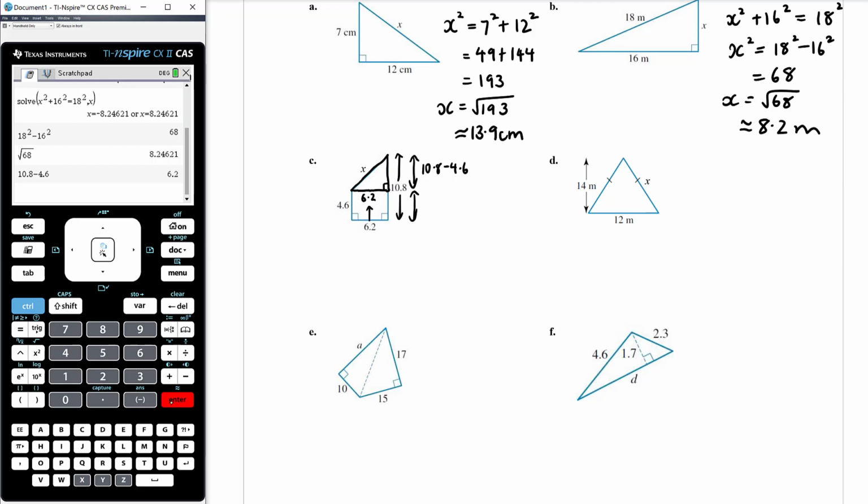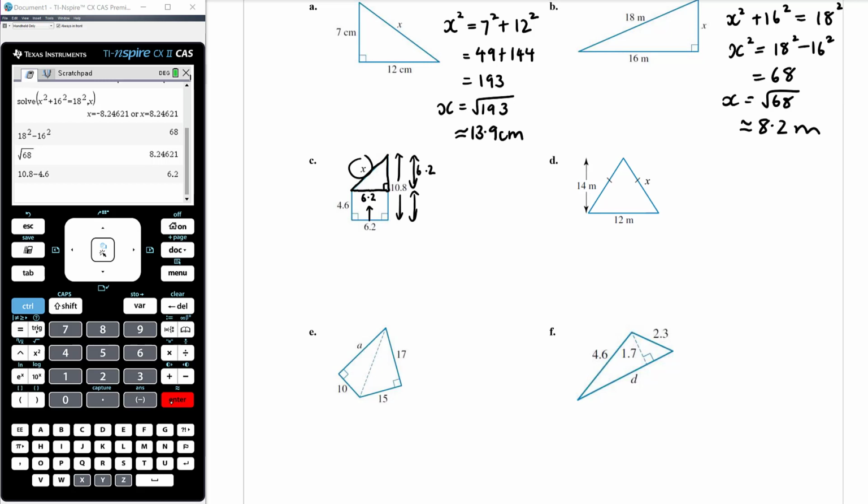So 6.2. Okay? So this would be 6.2. Just looking at our triangle, it's actually an isosceles triangle, 6.2 and 6.2, but that doesn't really help us with the Pythagoras. So we're trying to find the hypotenuse.